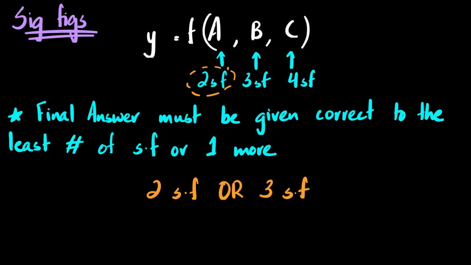Usually in the questions that you'll be doing, the least number of SF will be 2. So that's why you'll also see that the examiner basically leans a bit more towards this. Instead of doing one more SF, he just gives it to the least number of SF. So most of the answers that you'll see in the marking scheme would be given to 2SF. But very rarely you also have questions in which the least number of SF is 3. And in that case, your answer would be either 3SF or 4SF.